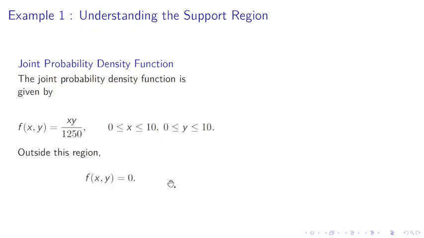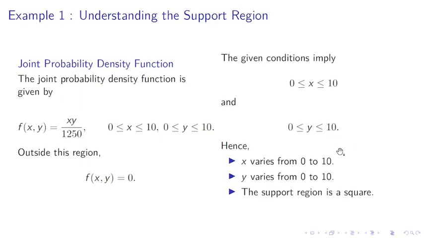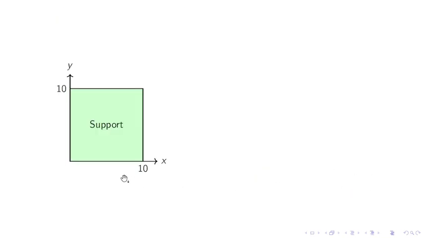Outside the region, f of x, y must be equal to 0. The given conditions imply x is between 0 and 10 and y is between 0 and 10. That means x varies from 0 to 10 and y varies from 0 to 10. The support region is a square-type region.